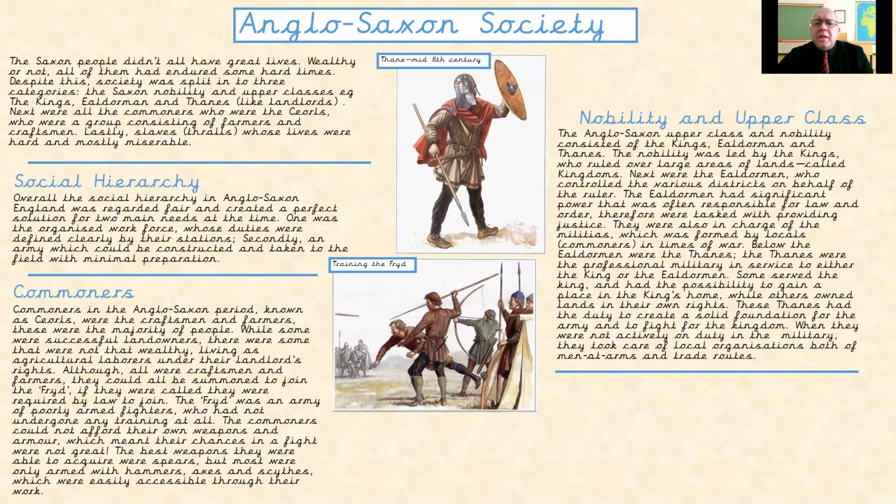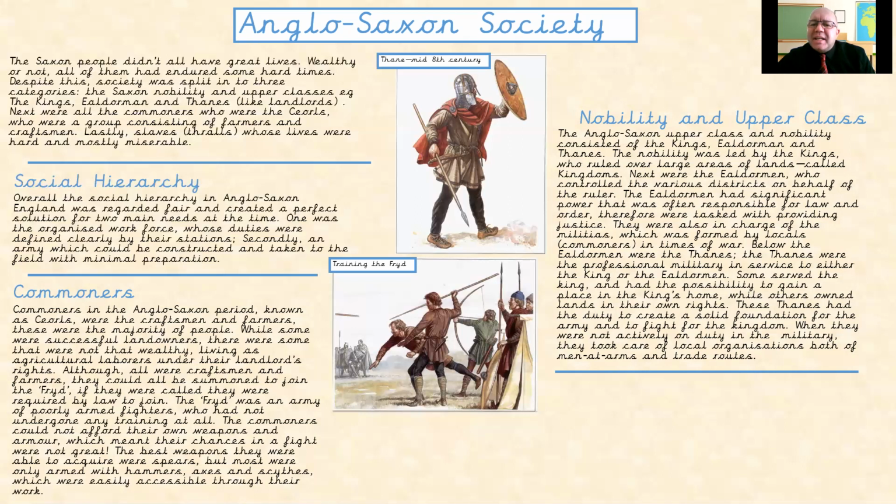Now, if we move on to the nobility and the upper class, the Anglo-Saxon upper class and nobility consisted of the kings, the very top of the pile, the eldermen, and thanes. The nobility was led by the kings, who ruled over large areas of land called kingdoms. Next were the eldermen, who controlled the various districts on behalf of the ruler. So they were basically the king's second in command. They would go around and check that things were being done properly, as the king wished.